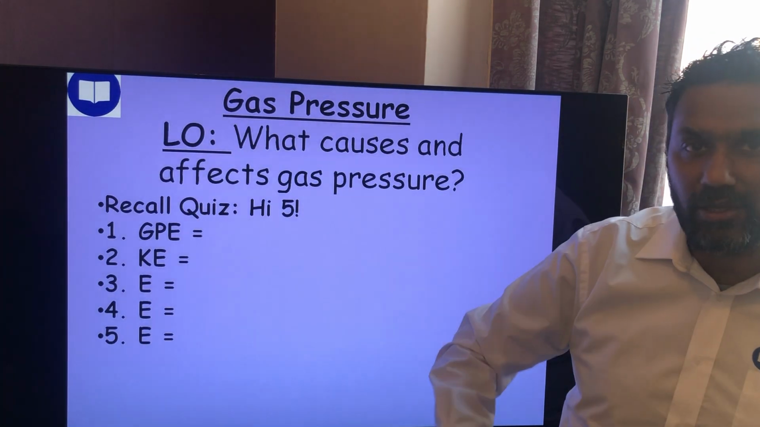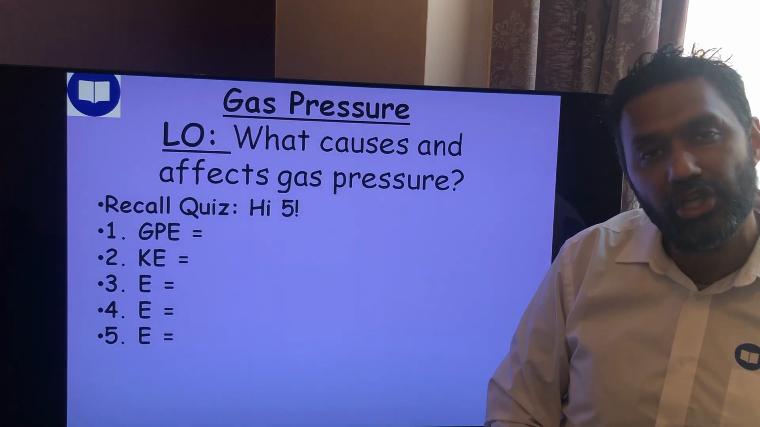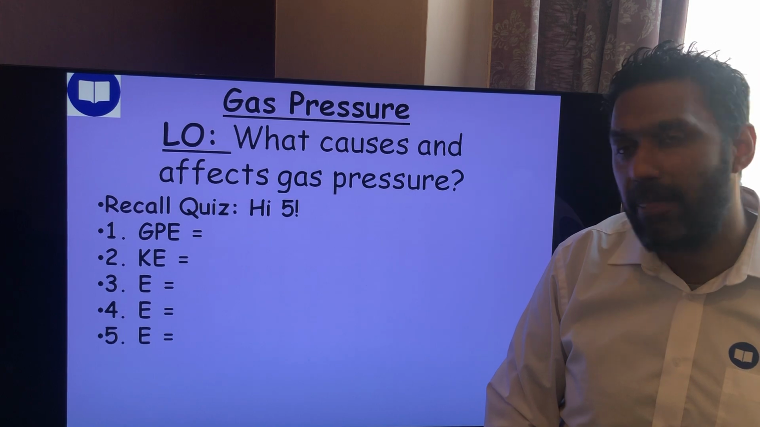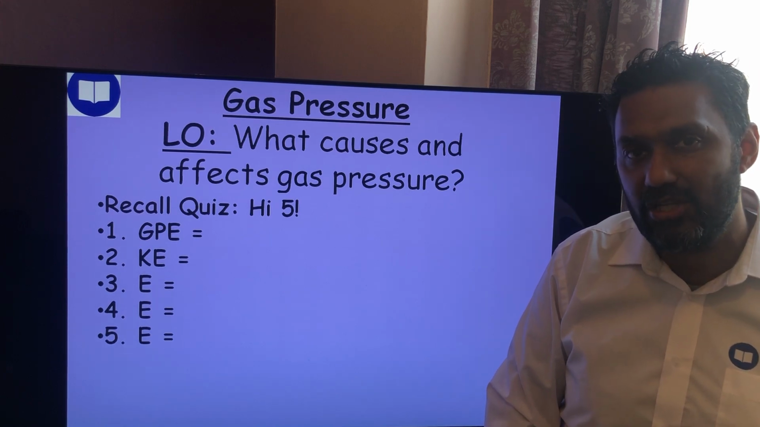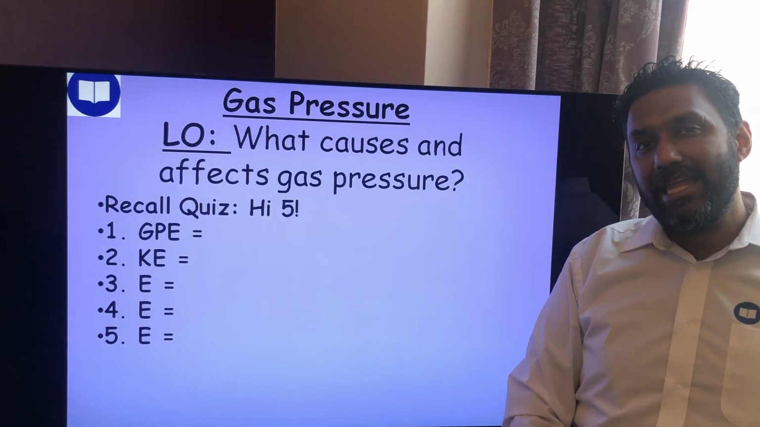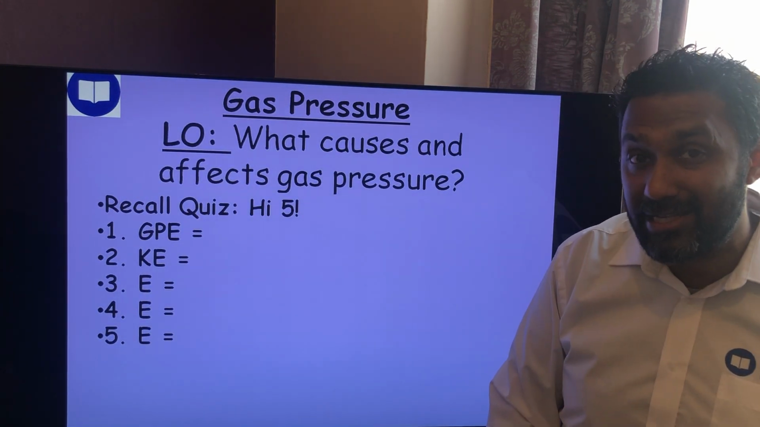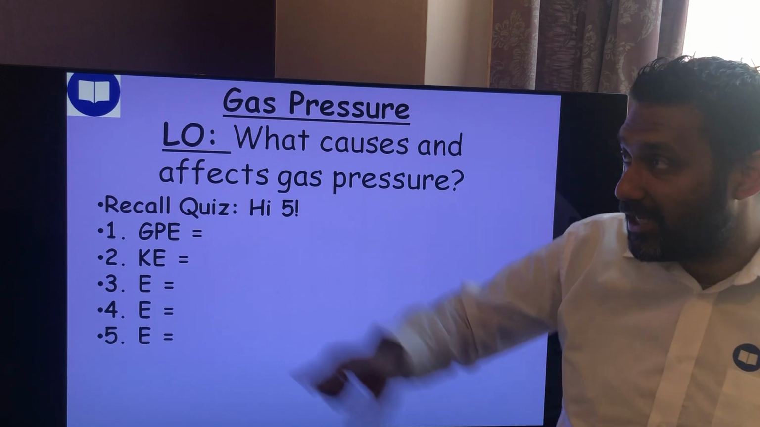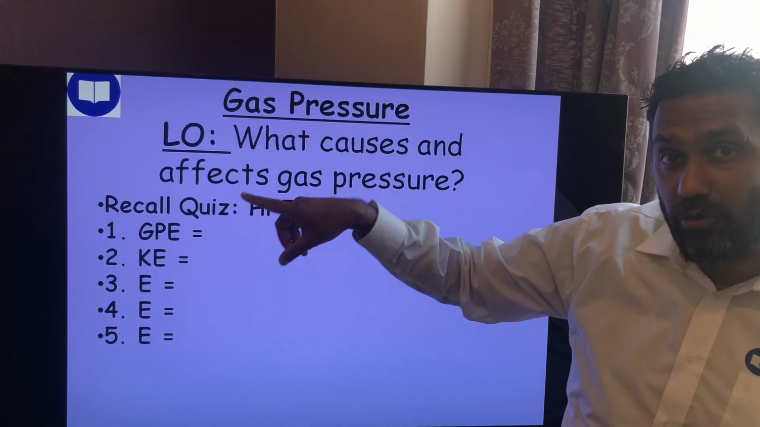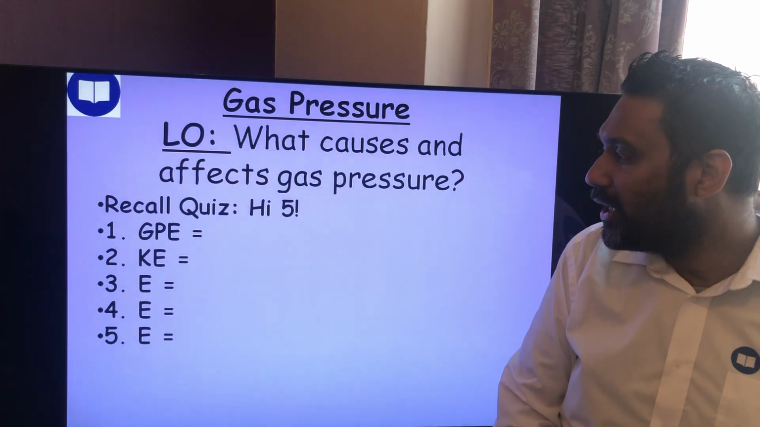Right, GPE equals mgh, correct? KE equals half mv squared, half times mass times velocity squared. E equals, remember we did power. Power is energy divided by time, that PET equation, P equals E over T. So therefore E equals P times T. So energy is power times time.